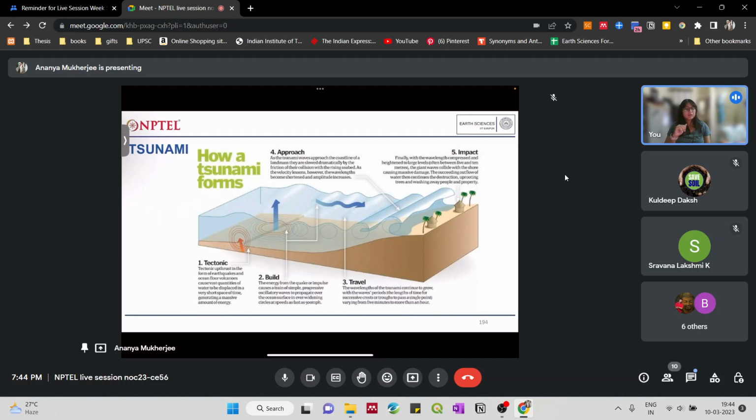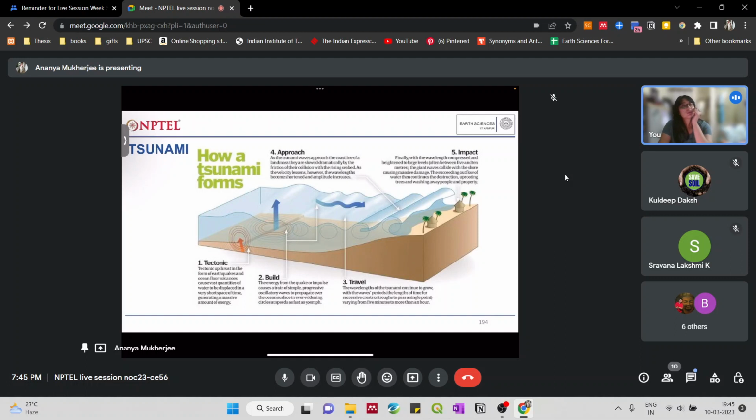Okay, and when it breaks, it reaches a very high amplitude, the height of the waves is too large. Okay, and then you have the impact. When the waves break, they cover a large area landwards from the coast, and then they cause destruction. So this is in general how tsunamis start, build up, and then approach.